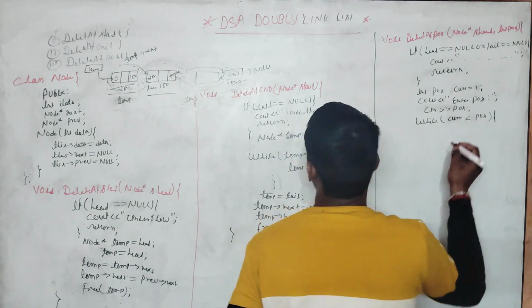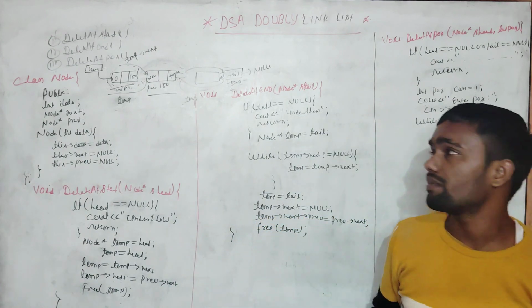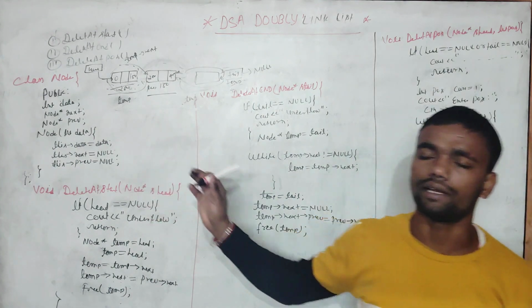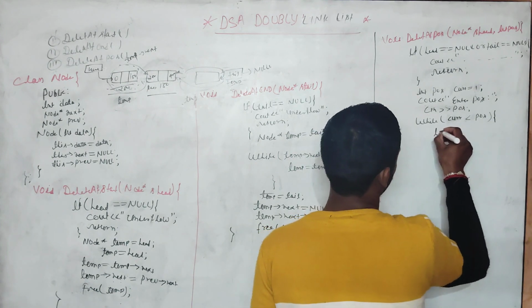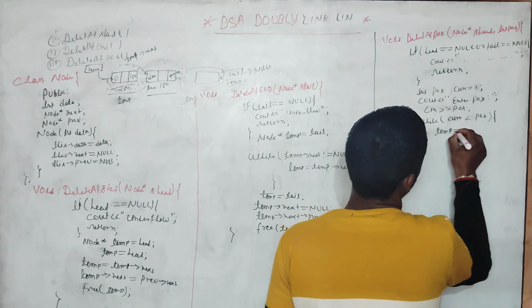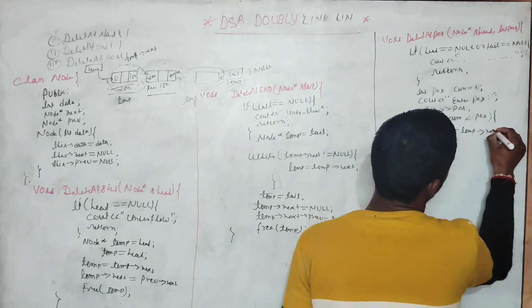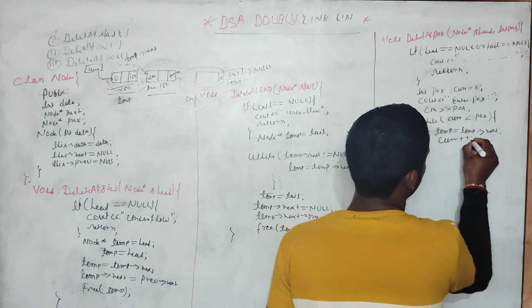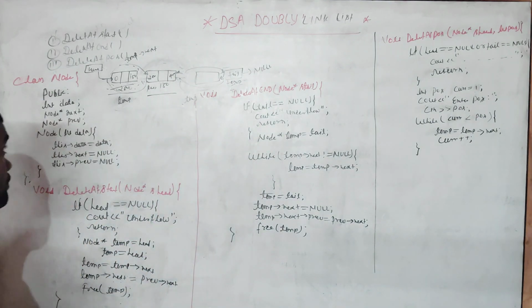I'm just writing here: if it is the first time, our node will be denoted with the head. Okay, and the tail is also denoted with the head. I want to delete this node. How can I delete? I'm just writing here temp is equal to temp of next, and current plus plus. Fine, current plus plus.